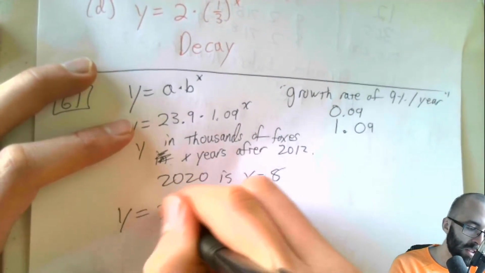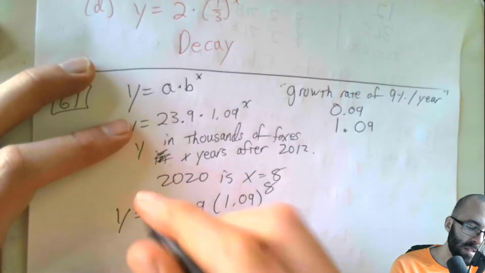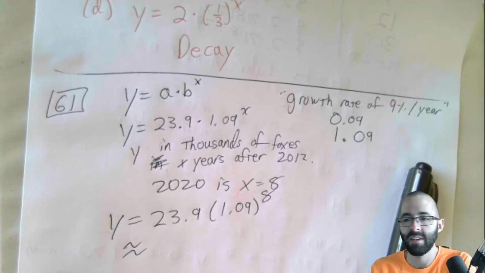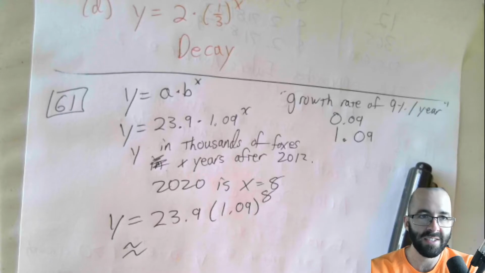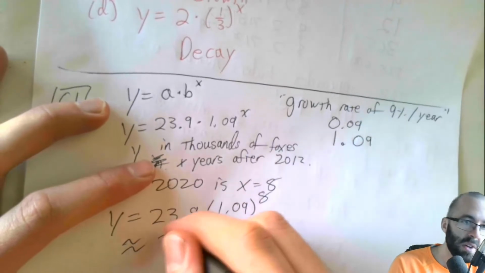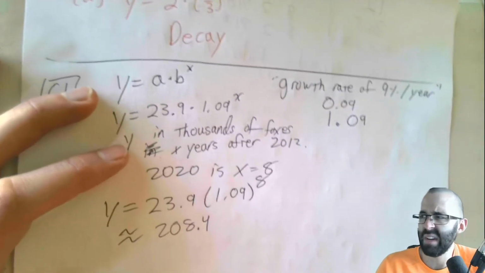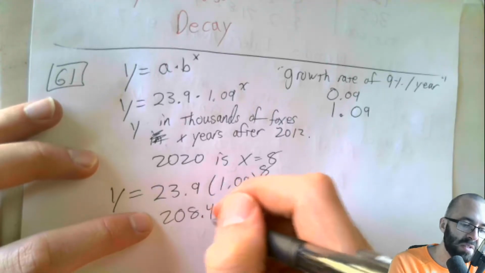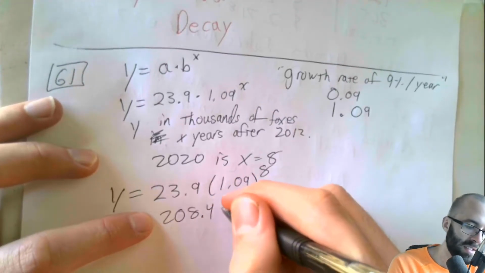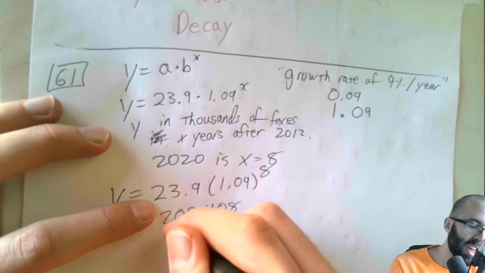All right, so all we have left to do is plug it into our formula. Plug that into a calculator, and we should get our answer. We'll round to the nearest fox. I don't want to have like 0.5 foxes. That sounds terrible. 23.9 times 1.09 to the 8 gives you 208.4, and again, we don't want decimals here. This is how many thousand foxes there are. I guess 3 decimals could make sense.